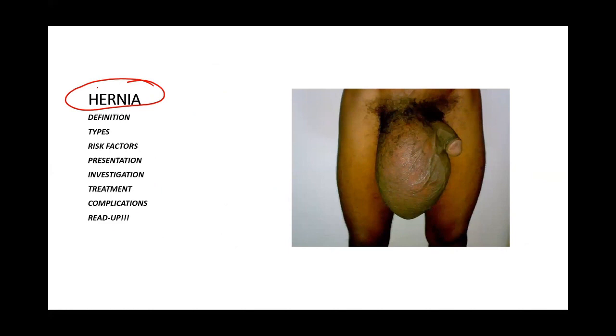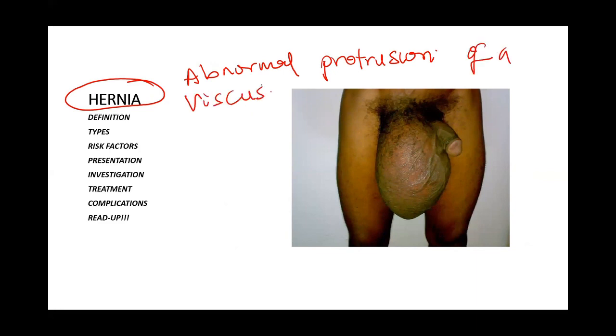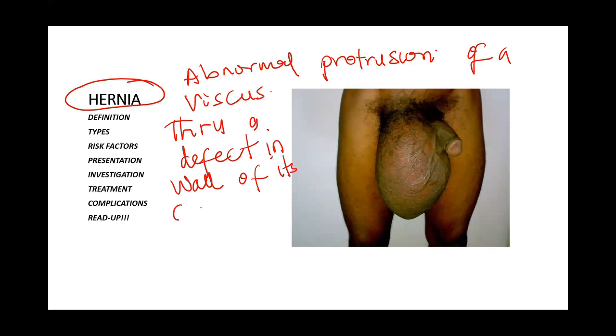Now, the definition, what is a hernia? A hernia is defined as an abnormal protrusion of a viscus. You should know it's an abnormal protrusion. Don't just say swelling, protrusion of a viscus through a defect. This defect is in the wall of its containing cavity.